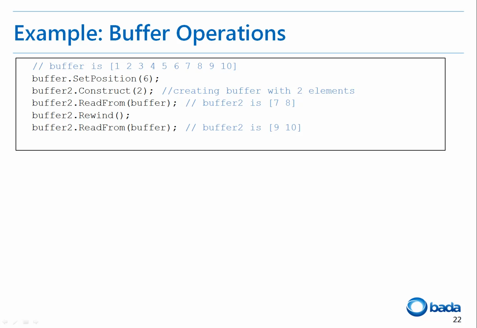If I rewind the buffer and read it again, 9 and 10 will be added to buffer 2. As you can see, you can conveniently use the buffer to record and read data in an array sequentially.